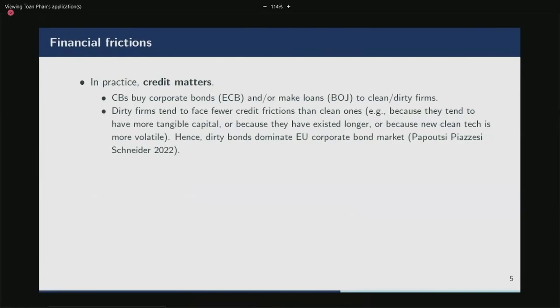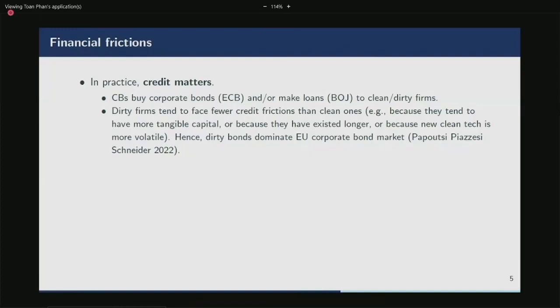In fact, all of the green QEs we see now are going through the debt market, right? So the ECB is buying corporate bonds. The Bank of Japan is providing loans, either to clean or dirty firms. Why is this important? In practice, dirty firms tend to be larger, tend to be older. So they tend to face fewer credit frictions than the clean ones, who tend to be younger and have less tangible capital.